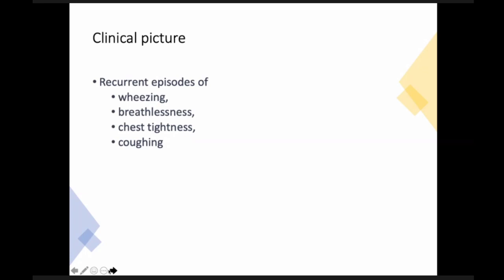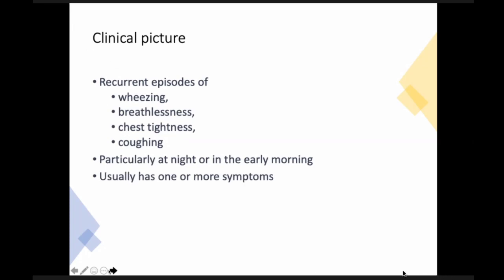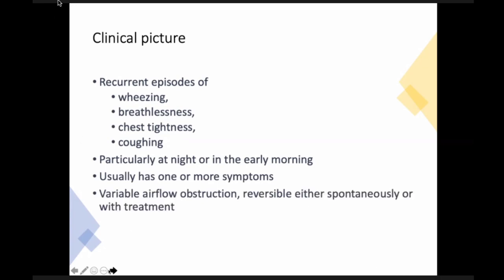And coughing, because of the hyperreactivity of the bronchial mucosa, increased mucus secretion, increased sensitivity, and there's a stimulation of cough receptors. So these are the four main symptoms: wheezing, breathlessness, chest tightness, and coughing. And they come in episodes or recurrent episodes. They are particularly at night or early in the morning. And usually they have one or more of these symptoms, not just one. Because of the variable airflow obstruction, it's reversible either spontaneously or with treatment.